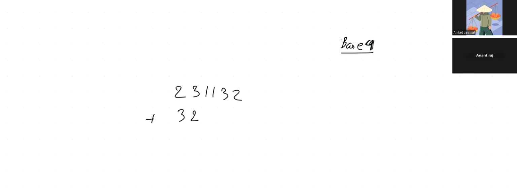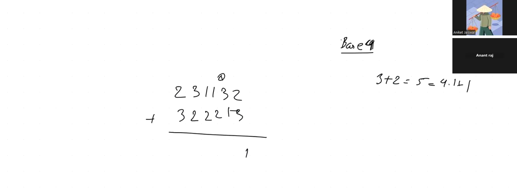Now for addition, 3 plus 2 is 5, which is 4 into 1 plus 1, right? So we write 1 here and carry 1. Now 3 plus 1 plus 1 is again 5, so we do the same thing. Now what is 2 plus 1 plus 1? 4. So we take 0 and carry 1 yet again. Again 2 plus 1 plus 1 is 4, so 0 and carry 1 again.